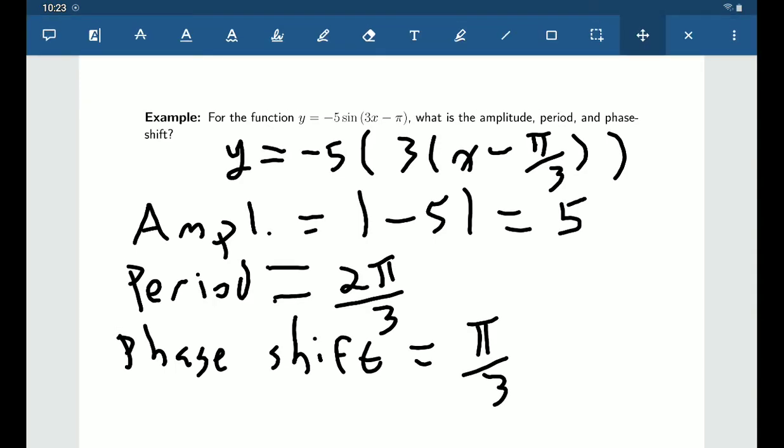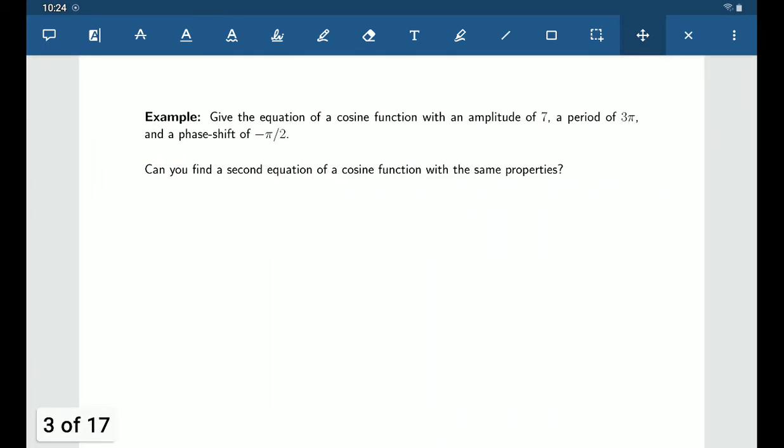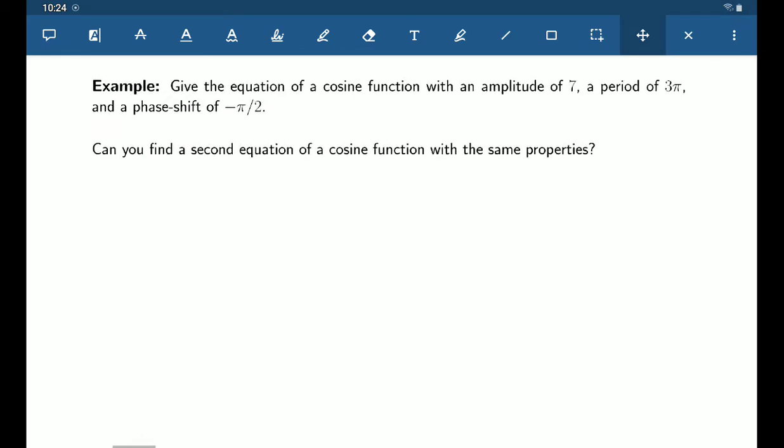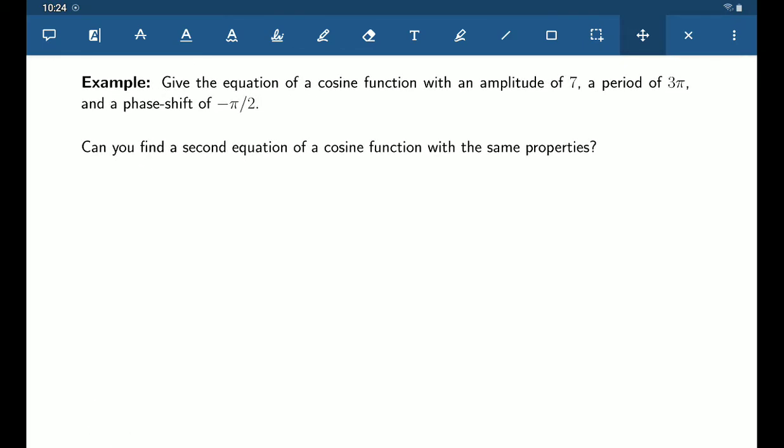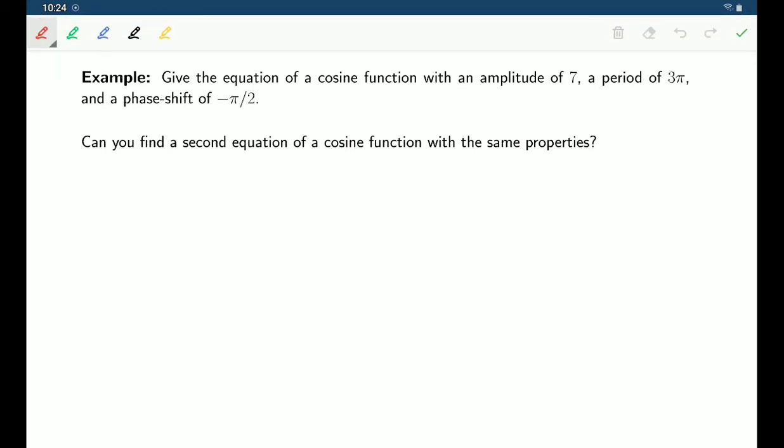Okay, so going from a function, finding the amplitude, period, and phase shift, and of course we should be able to do the reverse. Starting with a description of an amplitude, a period, and a phase shift, come up with the equation of a function with those properties. So I'm going to work my way from easiest to most involved. The easiest part, of course, is the amplitude.